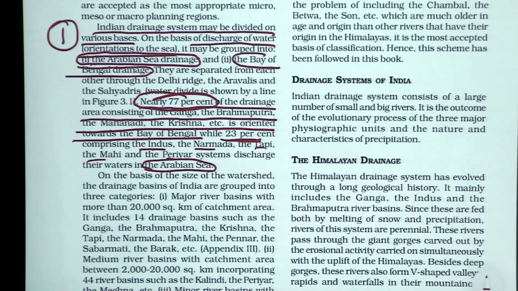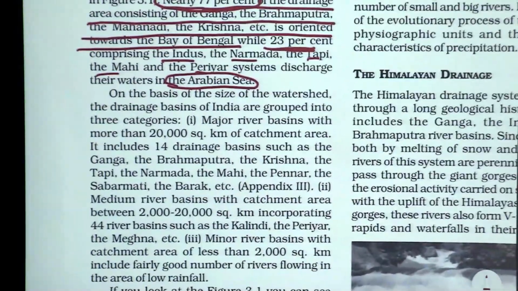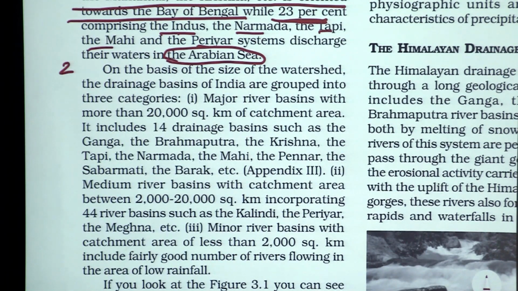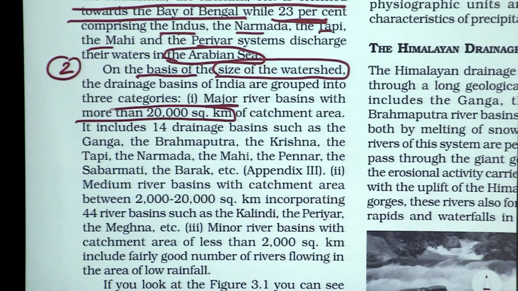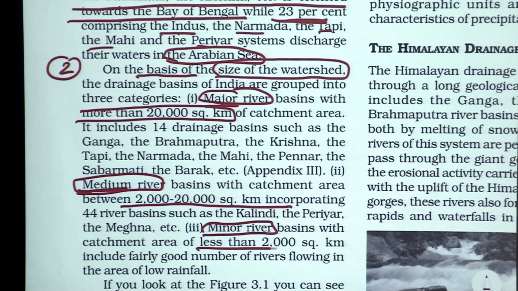So the first way of classifying Indian drainage is on the basis of where the discharge of water is oriented towards. So I have got two types. One is Bay of Bengal drainage and two is Arabian Sea. Bay of Bengal takes the lion's share. NCERT also reads that. Number two, on the basis of size of watershed. Size of watershed, we divide Indian drainage basins into major, more than 20,000 square kilometer, medium, 2,000 to 20,000 square kilometer, and minor, less than 2,000 square kilometer.